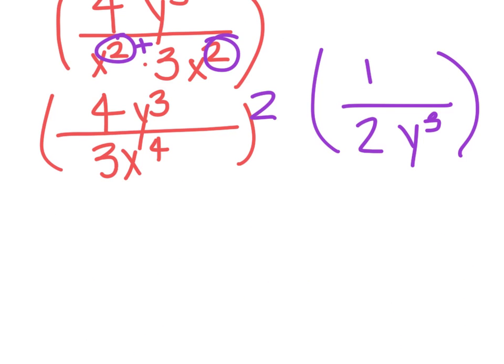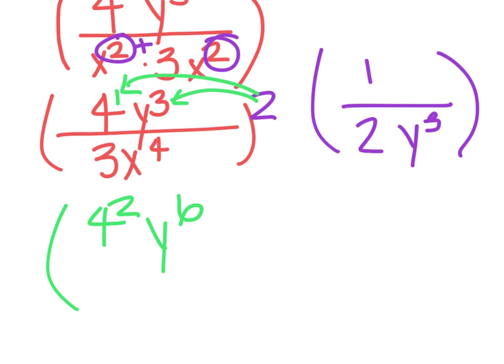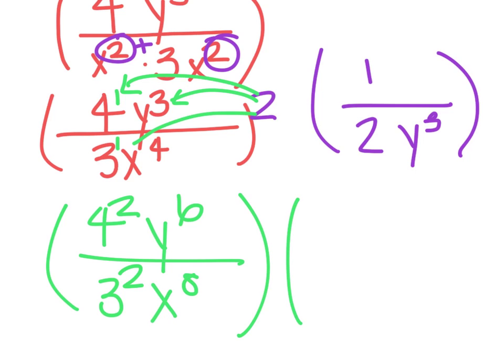Now on the left side, in that first parentheses, I can distribute this exponent in. There's a 1 there. So I'm distributing all those. So it's going to be 4 to the second times y to the 6th. Remember, I multiply my exponents. I have a 1 with that 3, so I'm going to do 3 to the second now, and then x to the 8th. I still have 1 over 2y cubed on the right side, so I'm going to leave that alone.